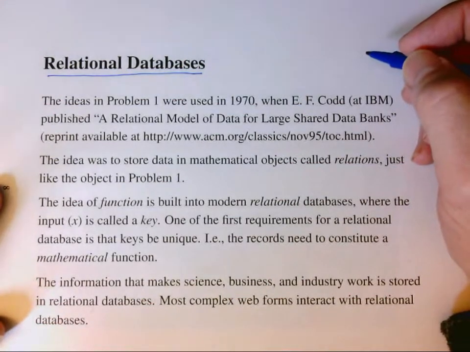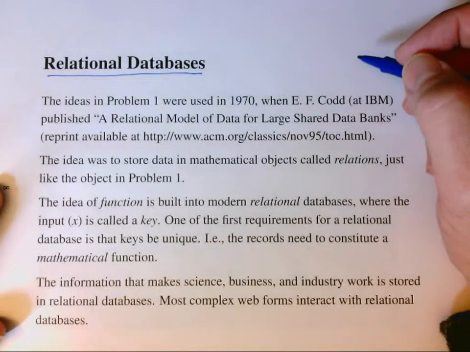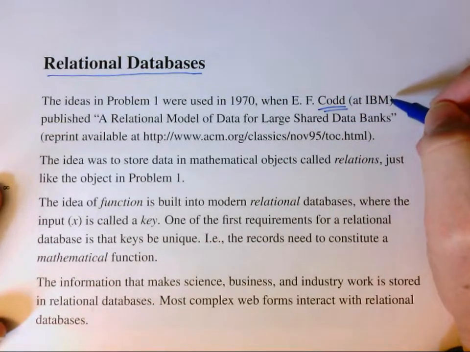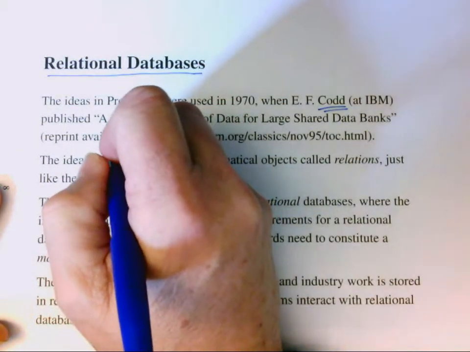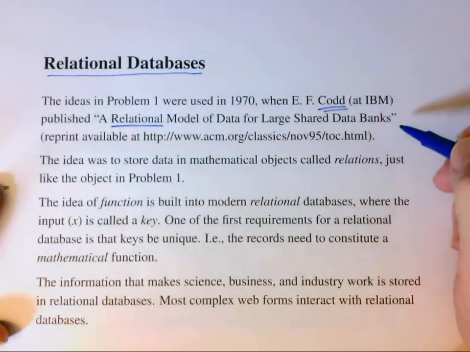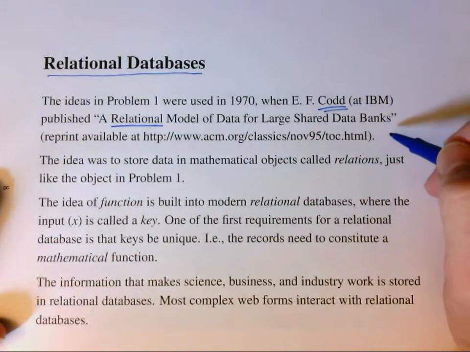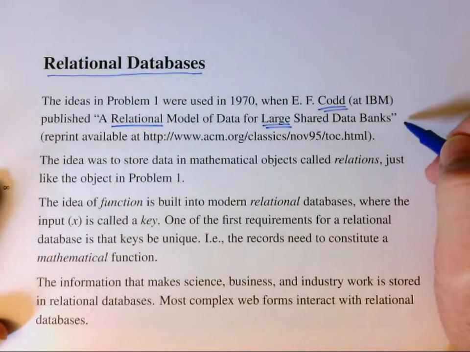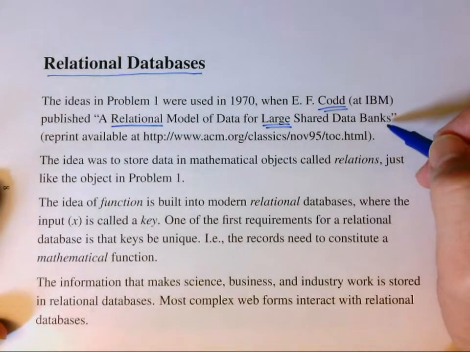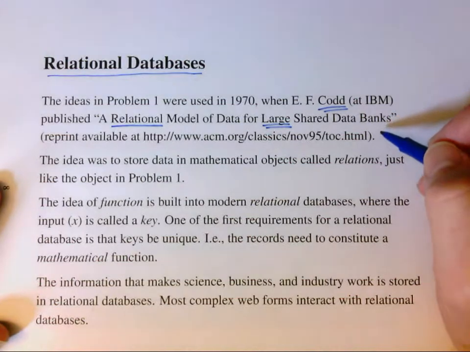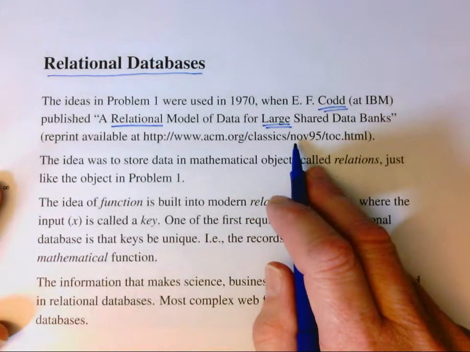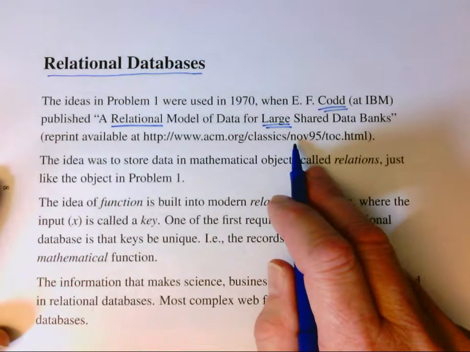The big breakthrough came when a gentleman named Codd, who worked at IBM, published this paper. Notice its title, relational model, for essentially large, what we would now call databases. They called them data banks back then. You deposited your data in the bank. You can find the reprint on the web. It's a very important historical document for computer science.